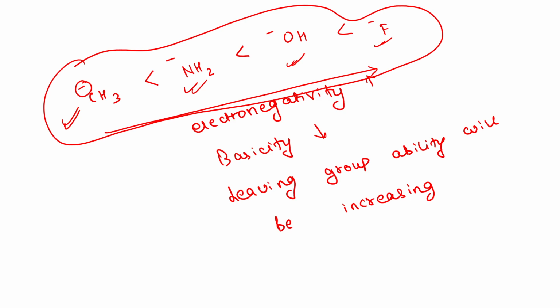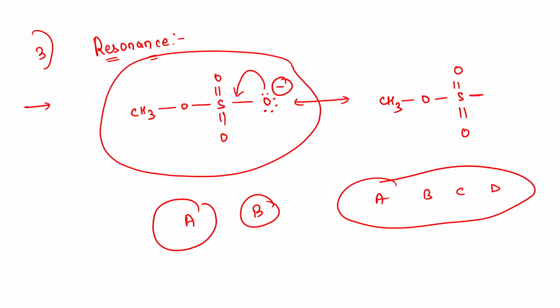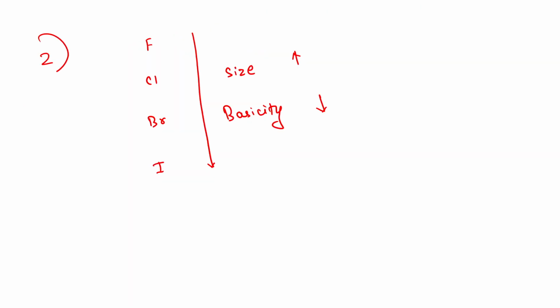Okay. So this is about the first factor influencing the leaving group ability. Now we had studied about how size of an atom influences the basicity. So on moving from top to bottom of the periodic table, size of the atom was increasing, so basicity was decreasing, and hence leaving group ability increases.